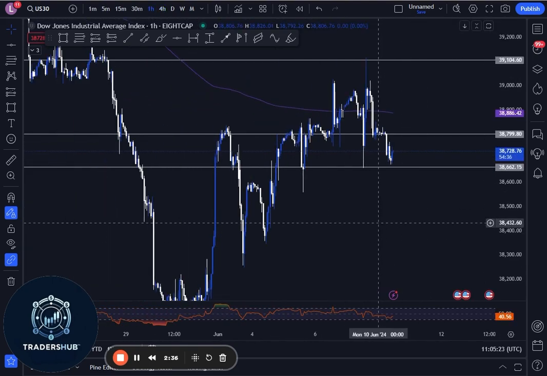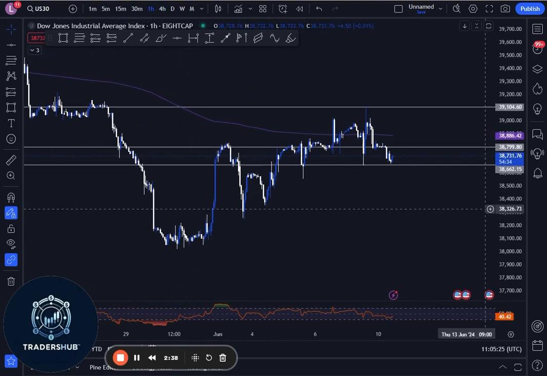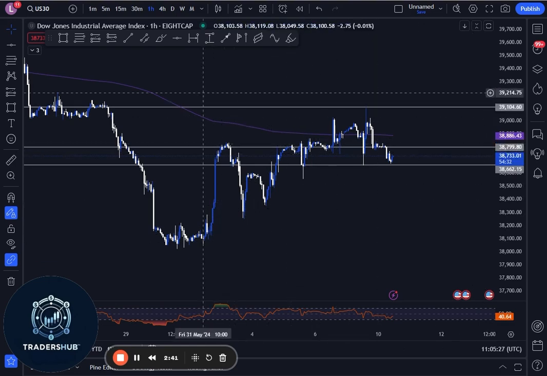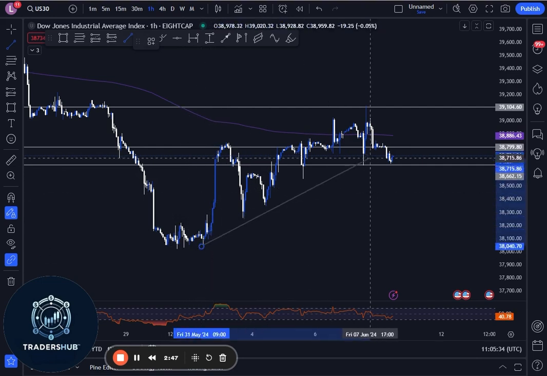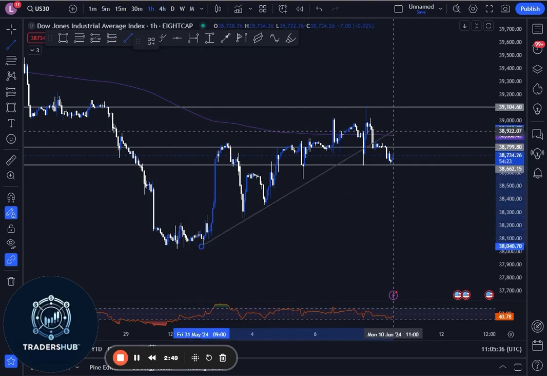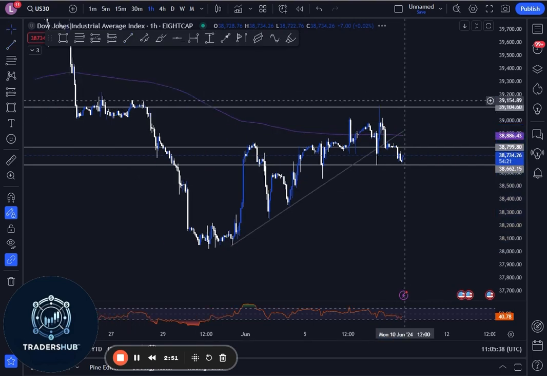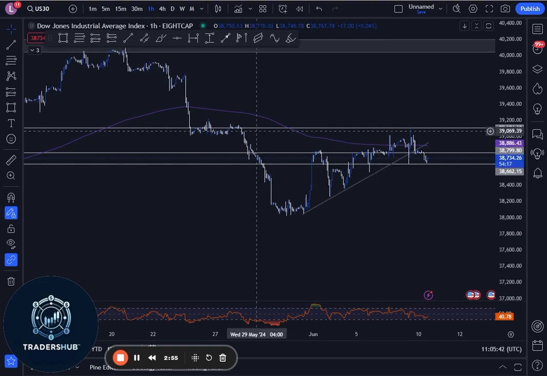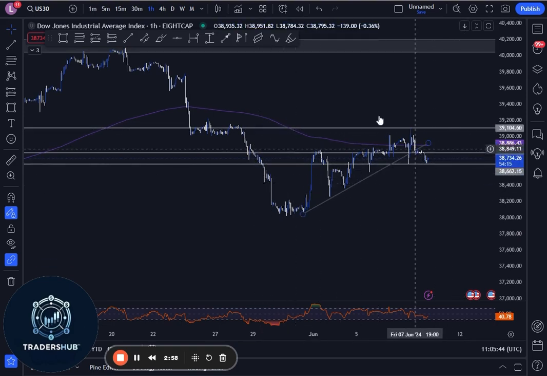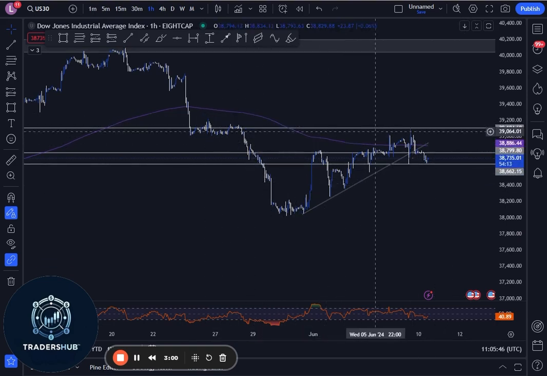So again, just having a look at the hourly time frame now, we can see a little bit of structure on there, a little bit of a trend line. I mean, don't overly focus on trend lines because they're not a magic tool. You know what I'm saying? They are what they are. Like, it's quite retail. But yeah, we have this area here, which is quite a strong area.